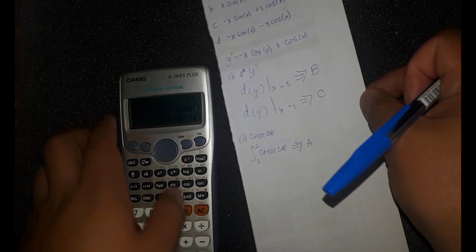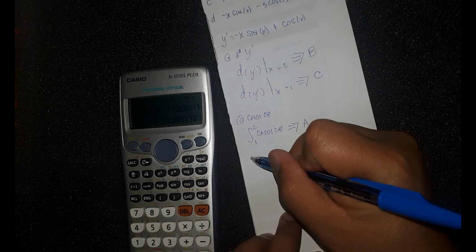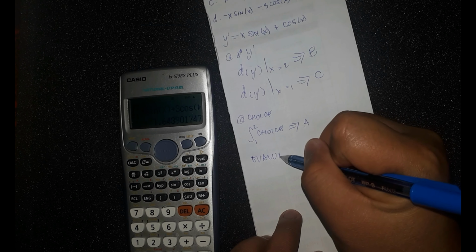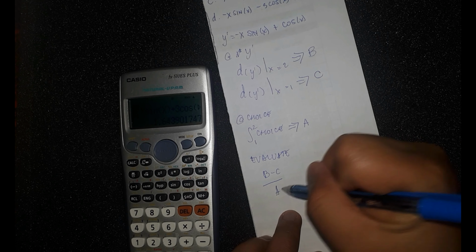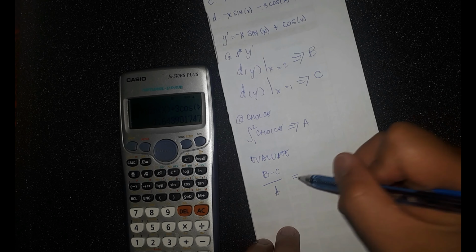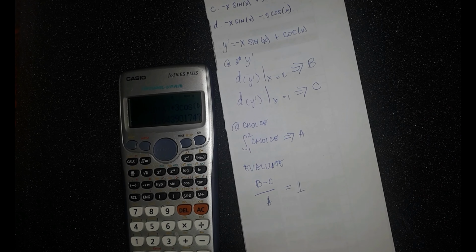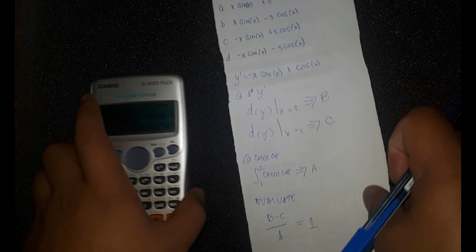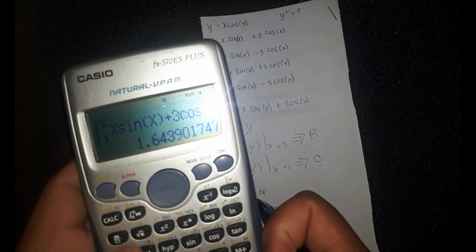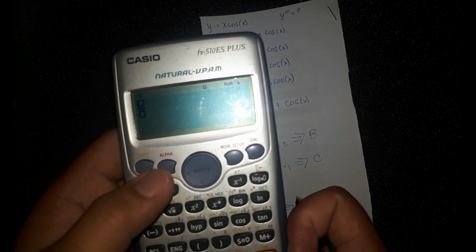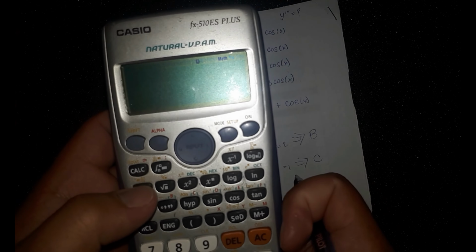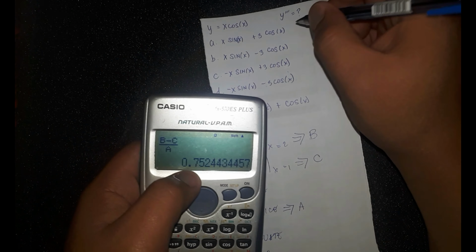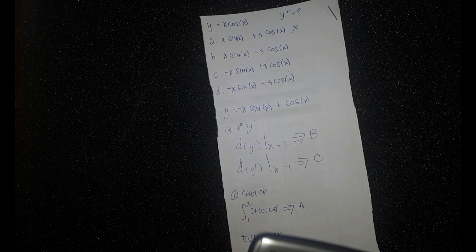After getting the value of A, we need to evaluate B minus C all over A. If it is equal to 1, it is the answer. So let's see if letter A or choice A is the answer. Alpha B minus alpha C all over alpha A, 0.75, so A is not the answer.